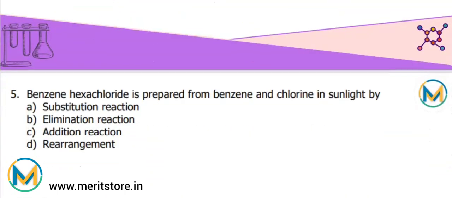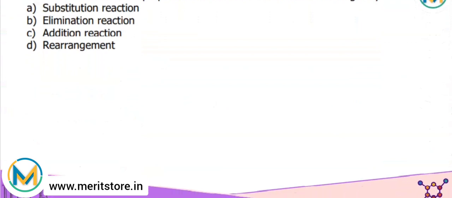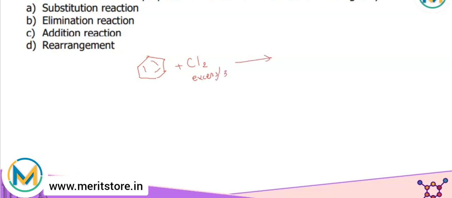Next, looking towards the last question: benzene hexachloride is prepared from benzene and chlorine in sunlight by. First of all, I'll write the reaction for you all. That is, benzene and chlorine are reacted together. We need excess of chlorine, or I can say 3 molecules of chlorine. This reaction is taking place in sunlight, that is h-nu. Now chlorine in the presence of sunlight undergoes specifically an addition reaction. So how does this addition reaction take place? This double bond breaks down and chlorine gets attached.